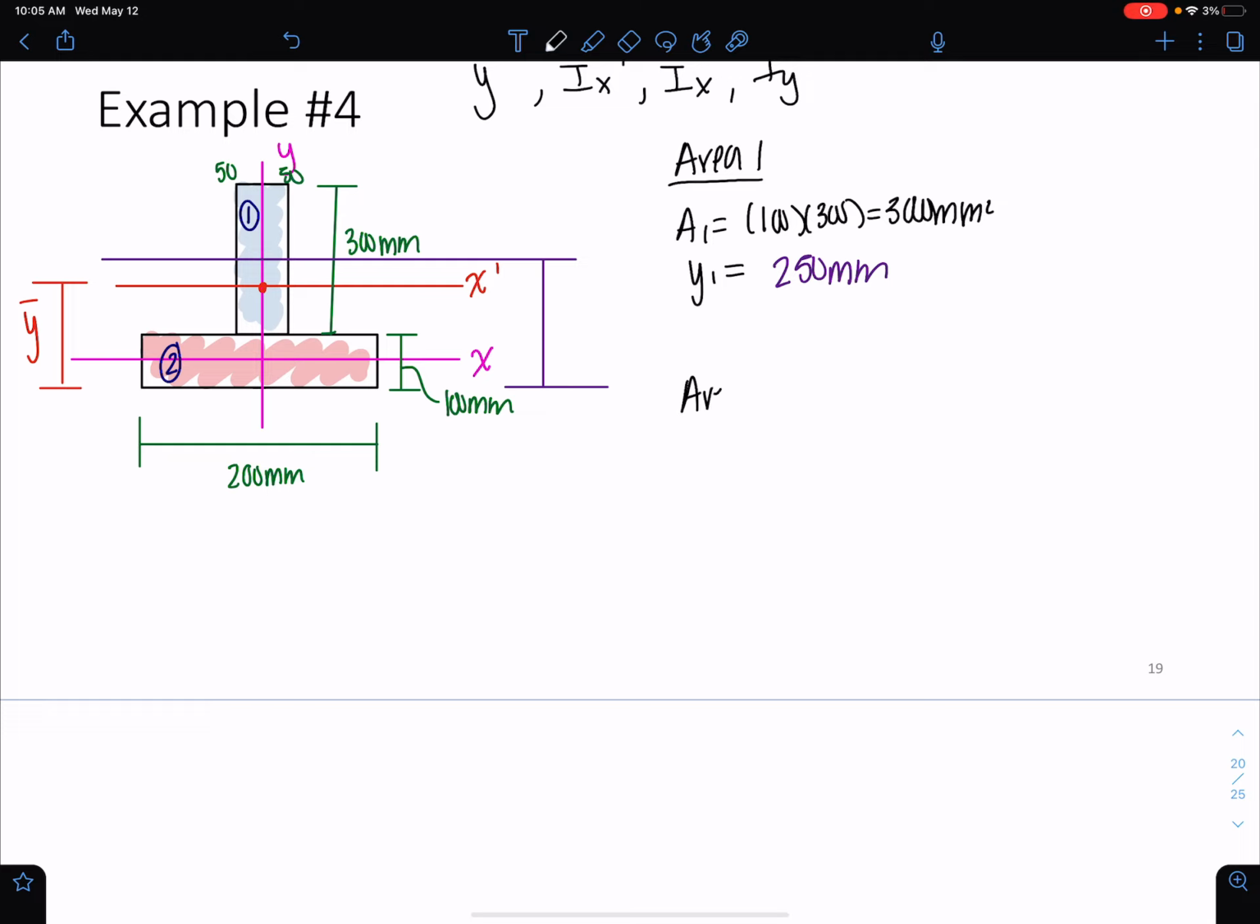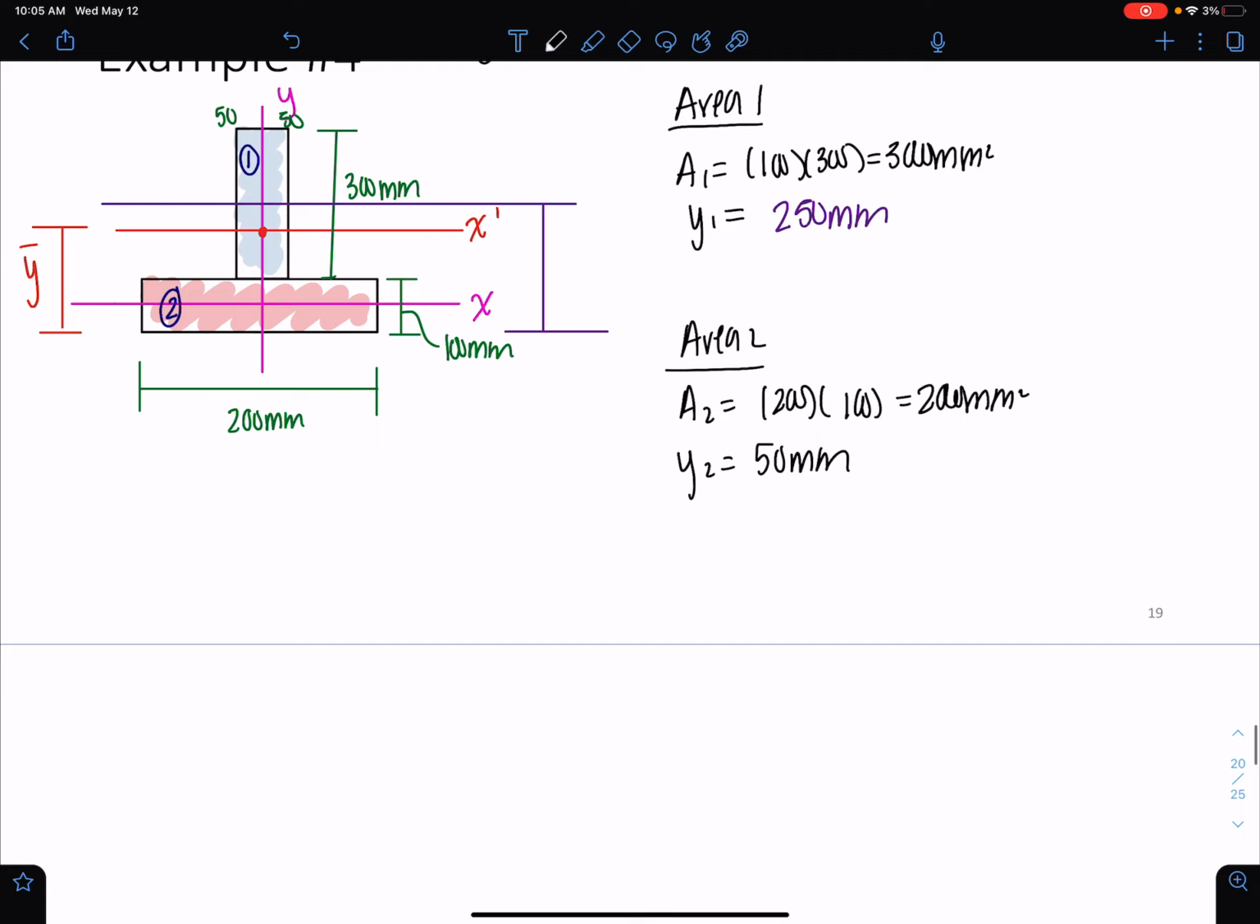Area 2, we would have area, which is 200 times 100, which is 2,000. And we'd have y2, which would be the center, basically from this x here down, which would just be that 50. Okay. Our y bar is equal to the sum of the areas times y divided by the sum of the areas, so that would give us 170 millimeters.